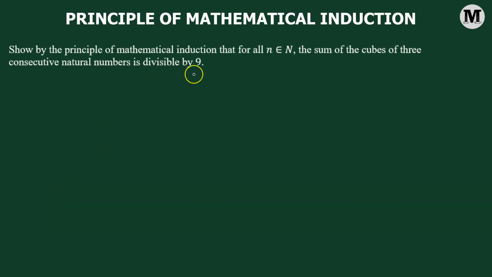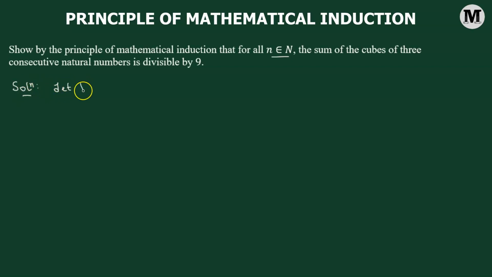Show by the principle of mathematical induction that for all n belonging to the set of natural numbers, the sum of the cubes of three consecutive natural numbers is divisible by 9. Okay, let us begin. So here we're going to consider a statement denoted by P of n.